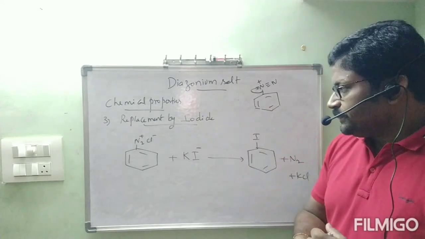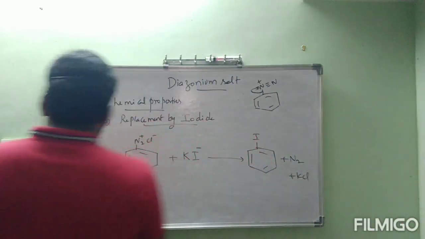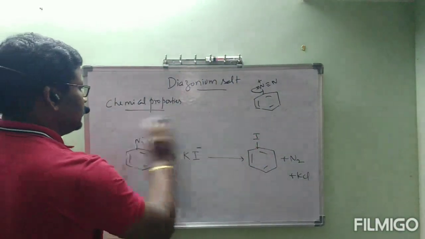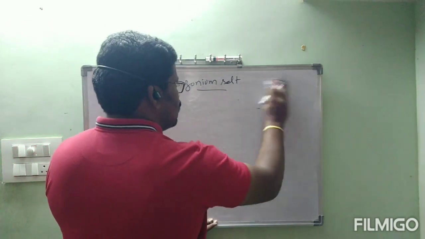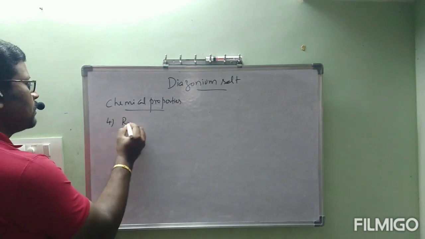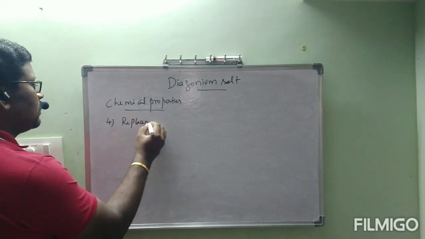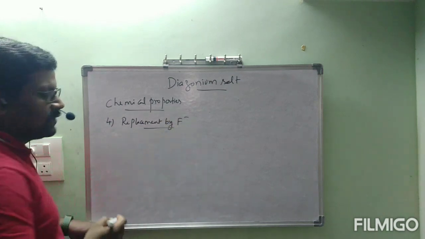This is about replacement by iodide. Next, the fourth property: replacement by F-.